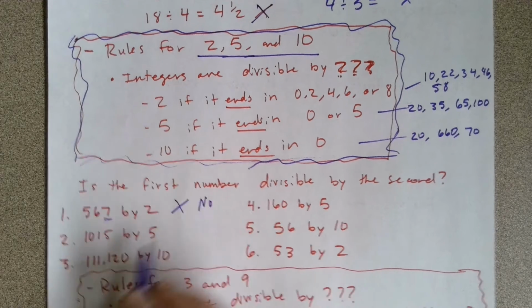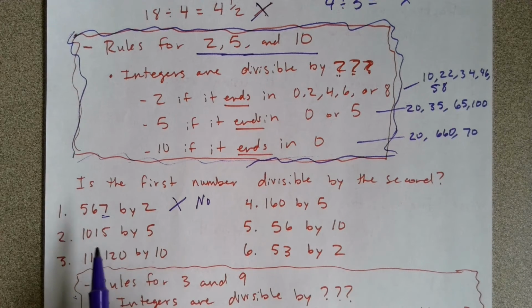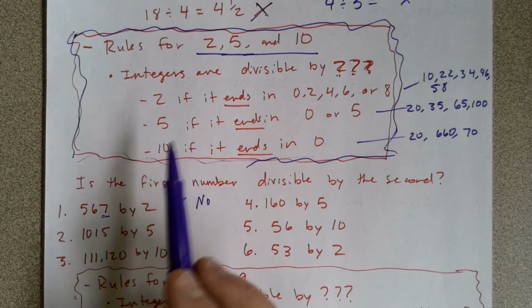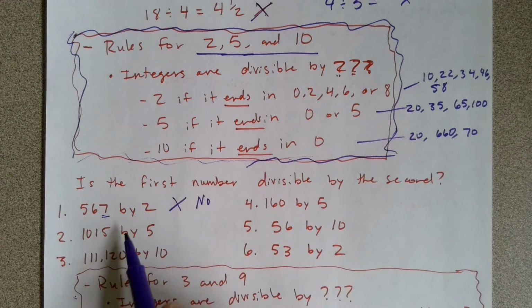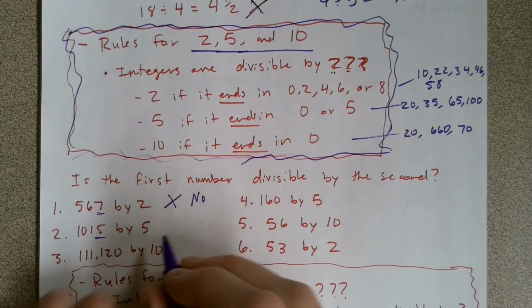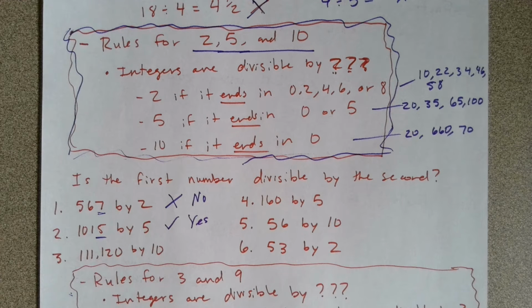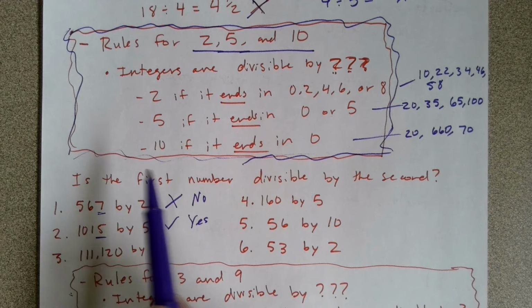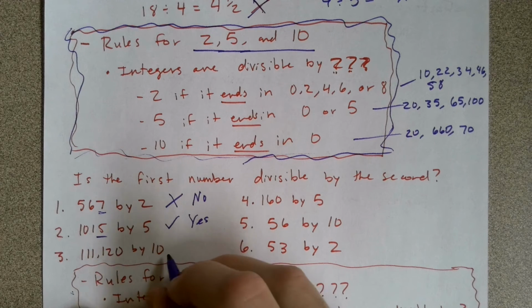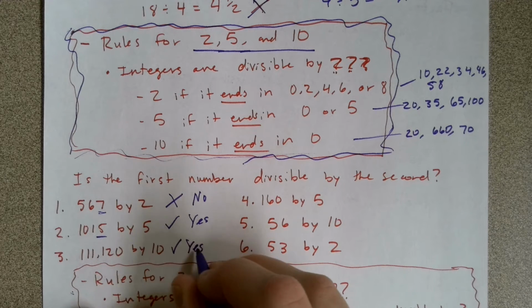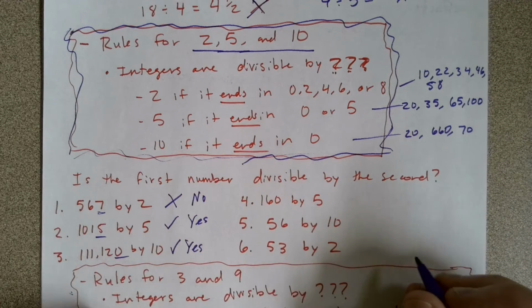No. Second one, 1015 by 5. We look at 5 if it ends in a 0 or a 5. This one ends in a 5. So we already know, yes, that's going to check off. All right, number 3, we got 111,120. We know our rule for divisible by 10. If it ends in a 0, this one ends in a 0. Yes, looking at that 0 right there.